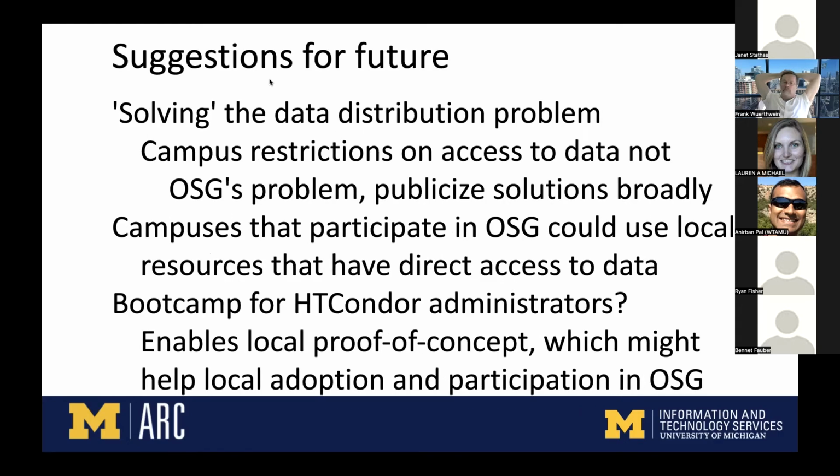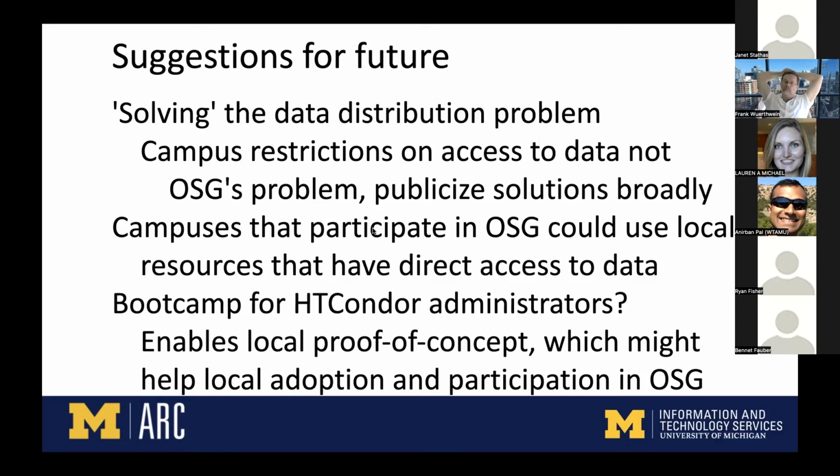So suggestions for the future, clearly, I'm not the only one who's thinking this because there's already been one talk trying to solve the data distribution problem. A lot of the sources of this come from our own institutions and they have nothing to do with Open Science Grid. But if people find solutions to them, it would be great to publicize them and make a catalog of how I got this data to work with Open Science Grid. I know I would certainly find that useful.